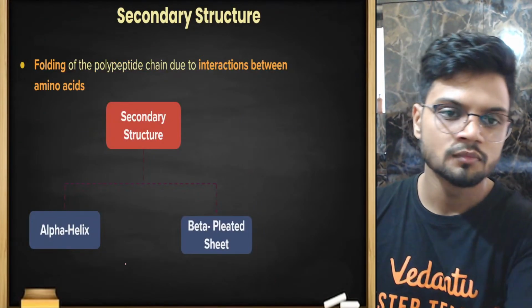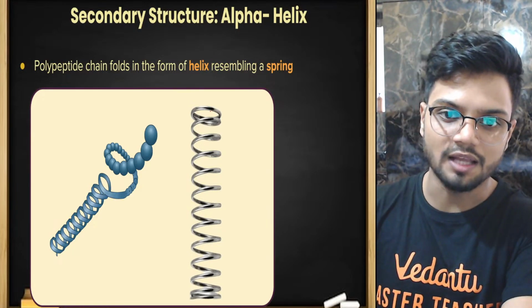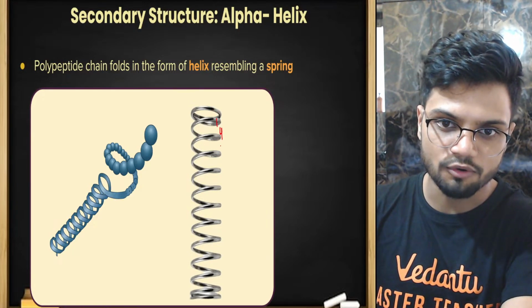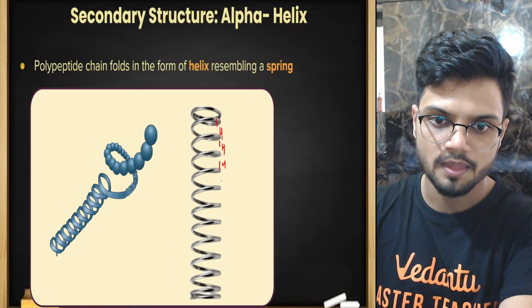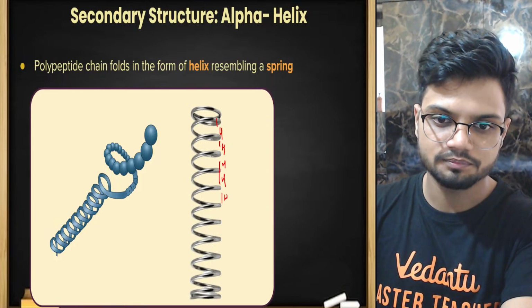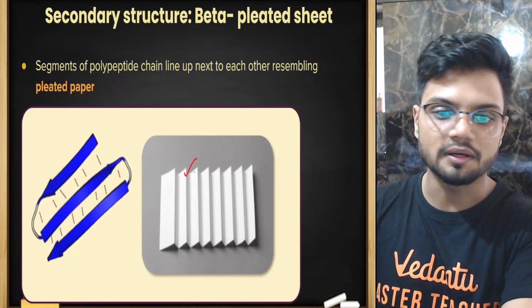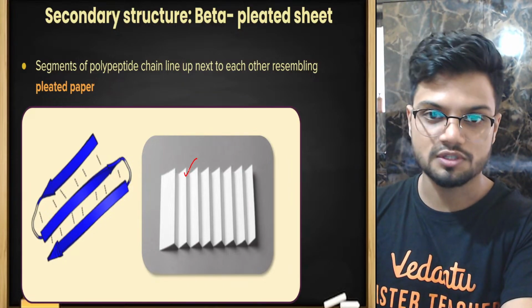Now secondary structure. The first one is called alpha helix. Can you see? Alpha helix, which will have hydrogen bonds like this. It will have hydrogen bonds here. Then we also have something called beta pleated sheet. This is called beta pleated structures.